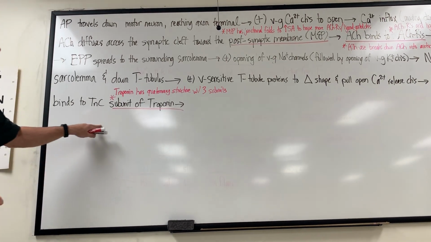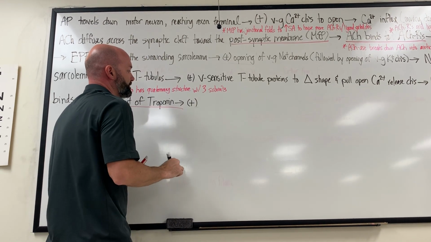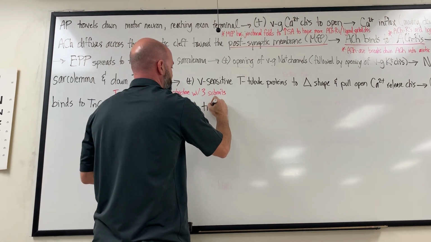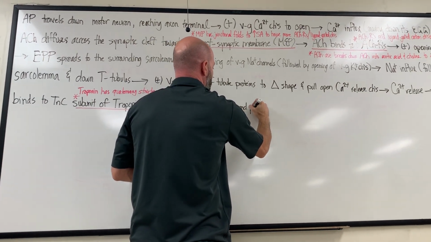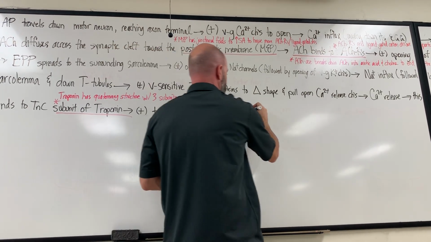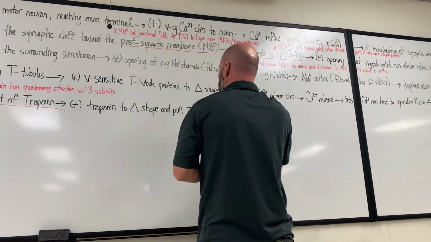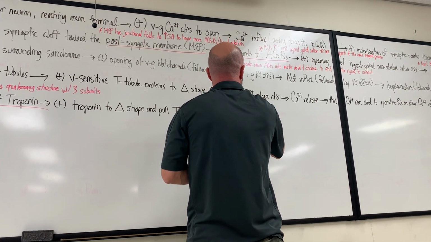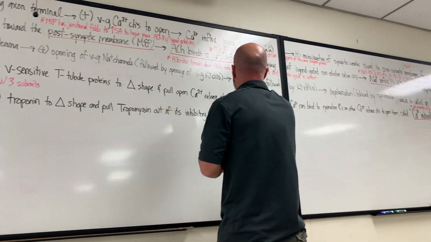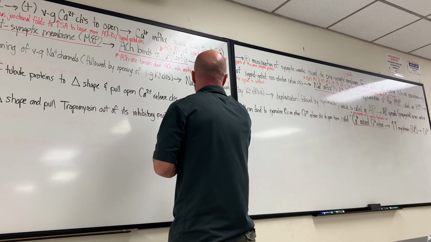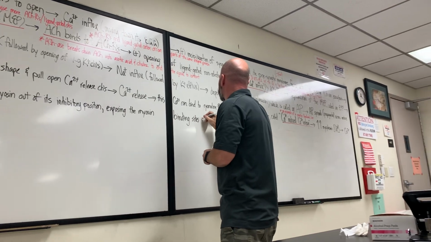And then the binding of calcium to the TNC subunit of troponin triggers, causes troponin to change shape and pull tropomyosin away from the myosin binding site. Pull tropomyosin out of its inhibitory position, exposing what? Myosin binding sites. Exposing the myosin binding sites on actin.